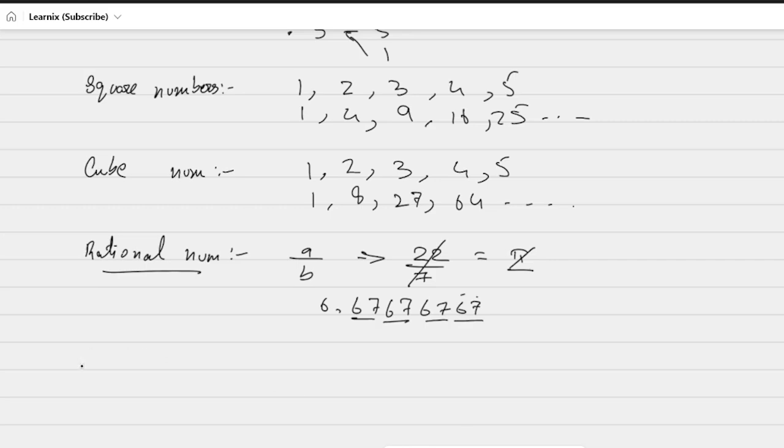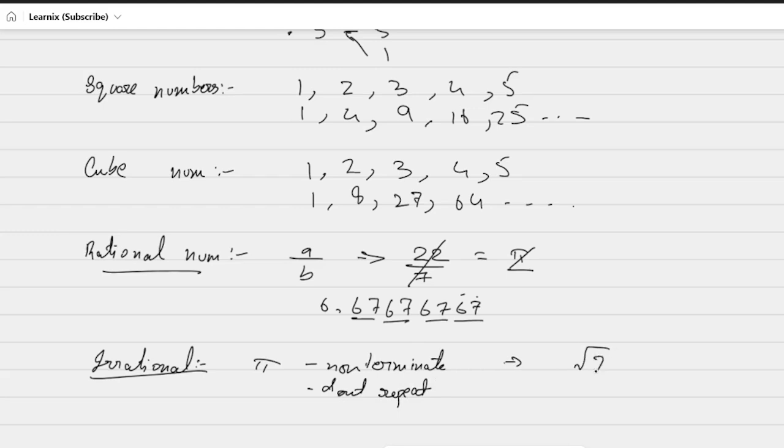Now we have irrational numbers. We have discussed already about pi. It's irrational because the decimal points are non-terminating and they don't repeat. Another example would be surds. Surds are a great example of irrational numbers, like root 2. Put root 2 into your calculator, you're going to get a massive ugly number with a decimal point and never ending numbers after that. That's basically what an irrational number is.